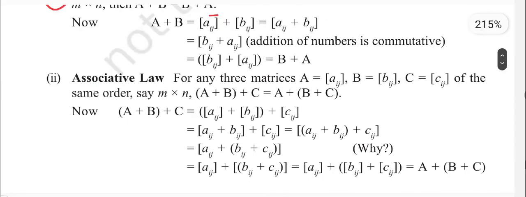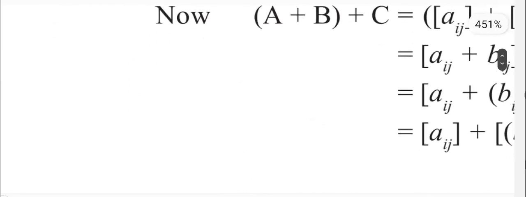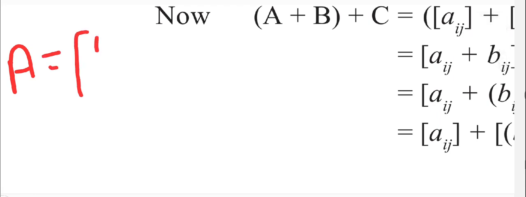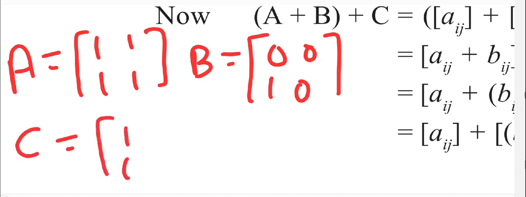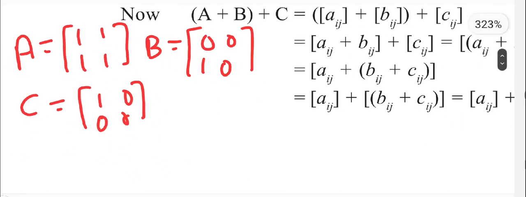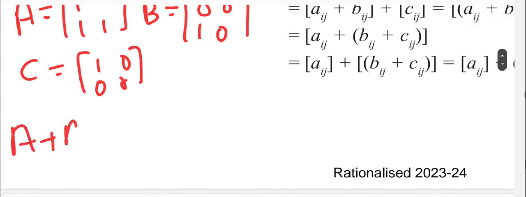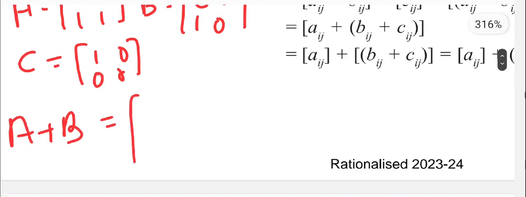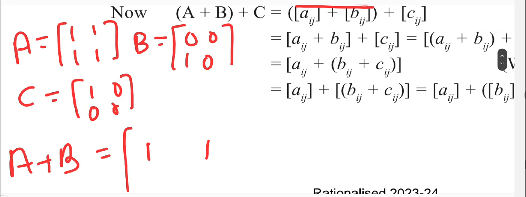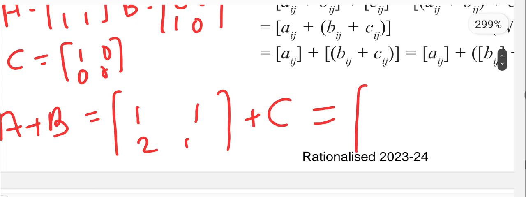Let me make it more clear for you with the help of an example. Suppose A is this matrix. Let me take a very simple example. B is this matrix and C is, suppose, this matrix. If I first add A and B, I am first doing the LHS. A plus B, what do I get? If I add A and B, I get this. If I add C also, then what do I get? I get 2 1 2 1.